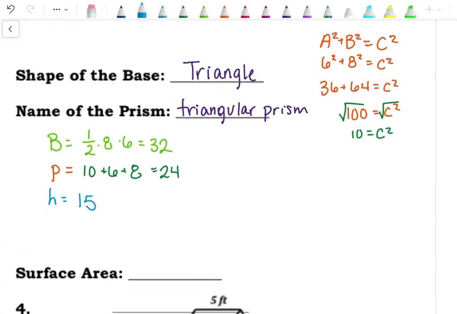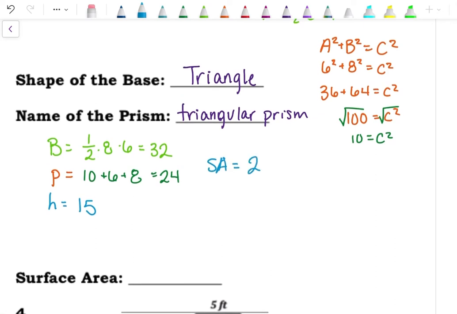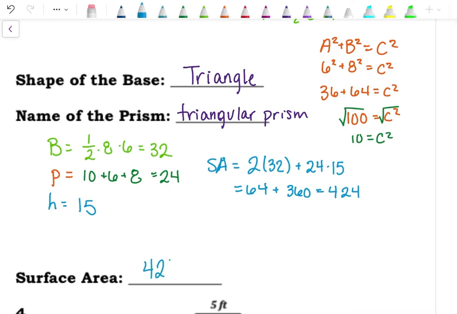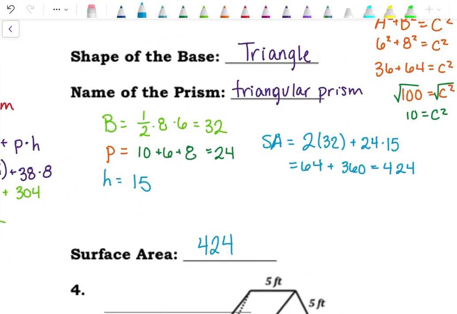So let's plug these numbers into my surface area formula. Surface area is going to be 2 times the base area, which is 32, plus the perimeter, 24, times the height, which is 15. 2 times 32 is 64, and 24 times 15 is, I don't know, 360. So adding those together, 64 plus 360 is 424. Cool. So my surface area is 424, and this is again in inches squared.